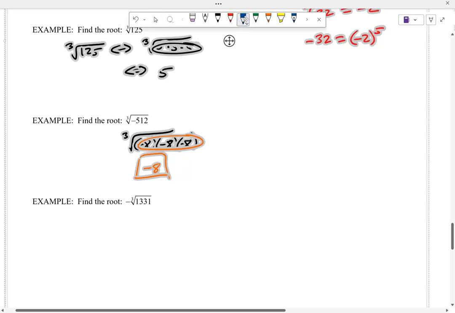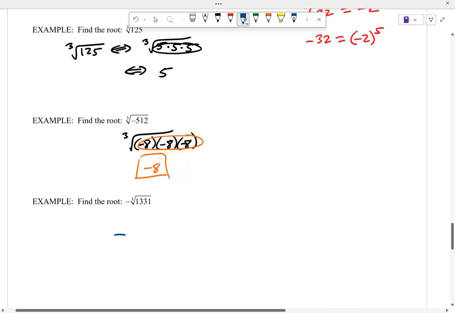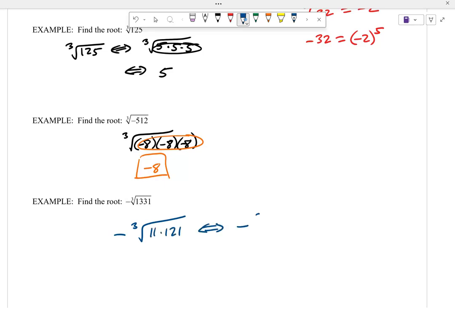Now this one's got that negative in front, so we're gonna have that negative in front, and then we're gonna take a look at the third root of 1331. So 1331 actually goes into 11. That's 11 times 121. And 121 is 11 times 11. So see how we have 3 of a kind, right? So the negative stays there. I get the third root of 1331, which is just 11. Our answer ends up being negative 11.